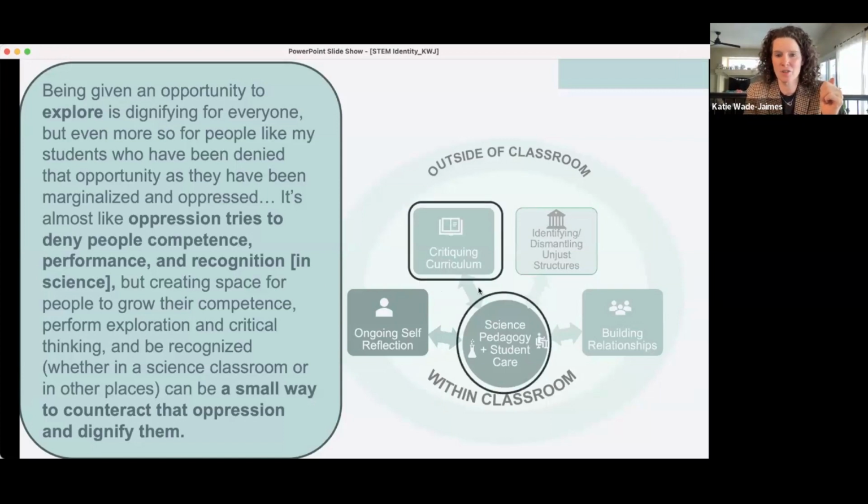So in this case, she's really looking at that student care, but then she's critiquing, like, what are we allowing these students to do? What are we counting as science curriculum in our classrooms?